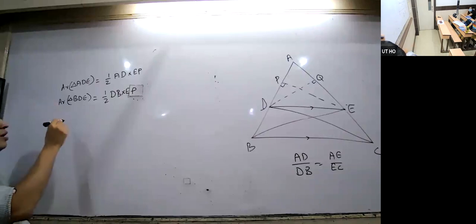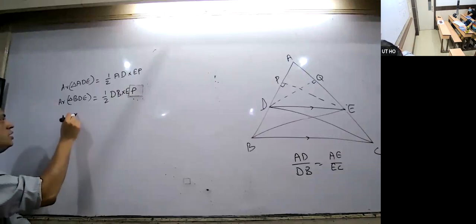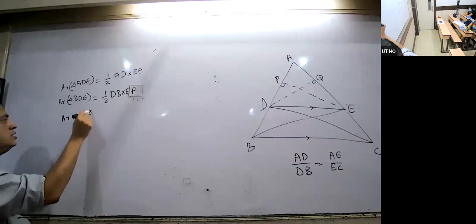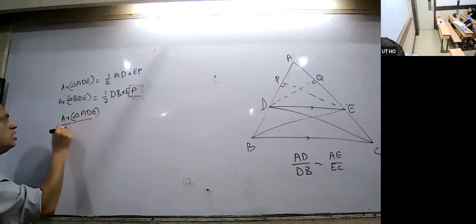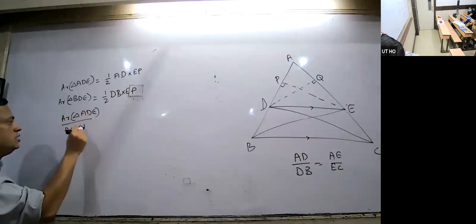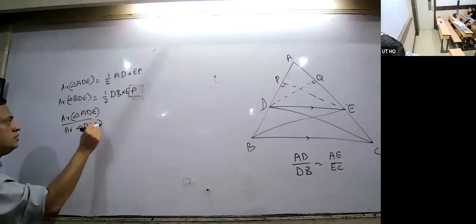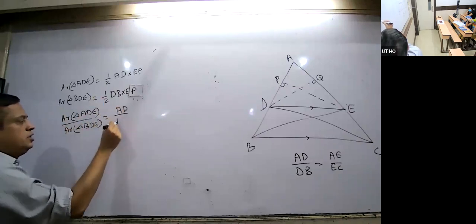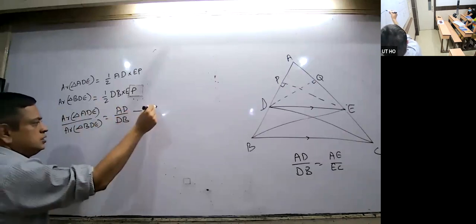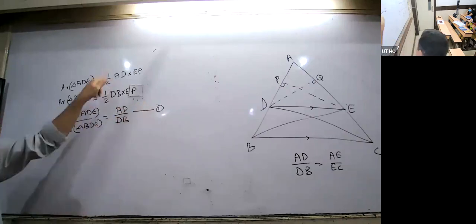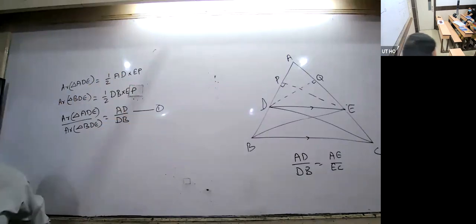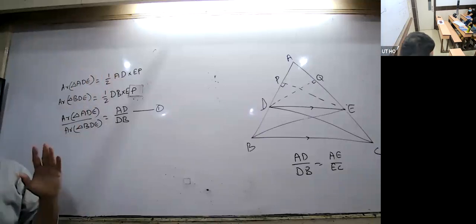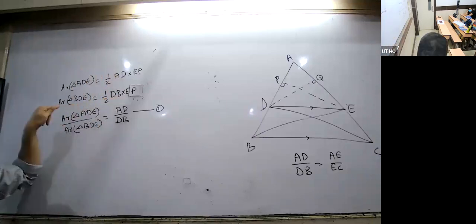Now look here. Now we are going to divide. When you divide, what do you get? Area of triangle ADE upon area of triangle BDE. What will be left? Half into AD into EP upon half into DB into EP, so AD upon DB only. Now all the remaining cancel. Half and half cancel, EP cancels. Followed or not? Half and half cancel. Is there still confusion in this part?